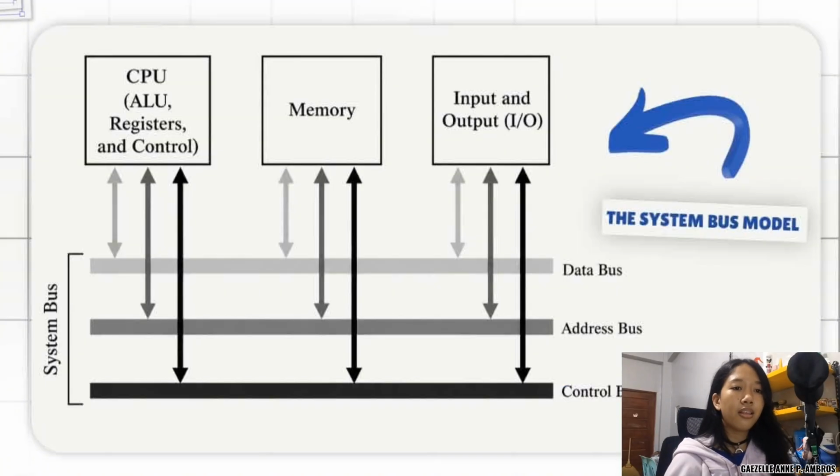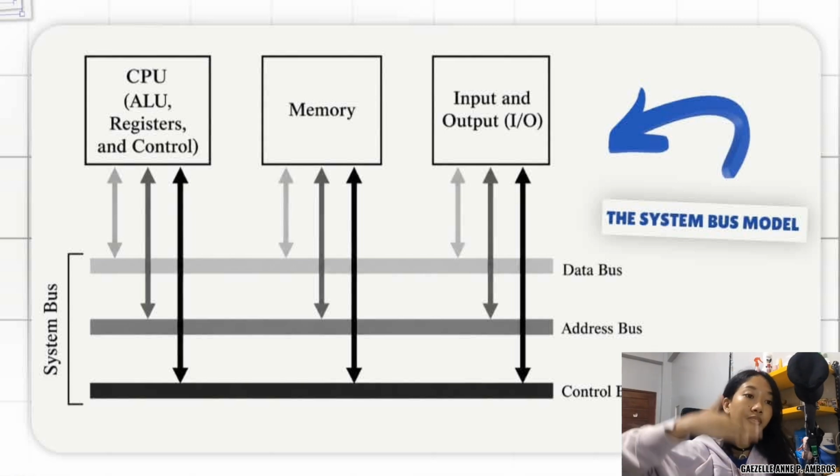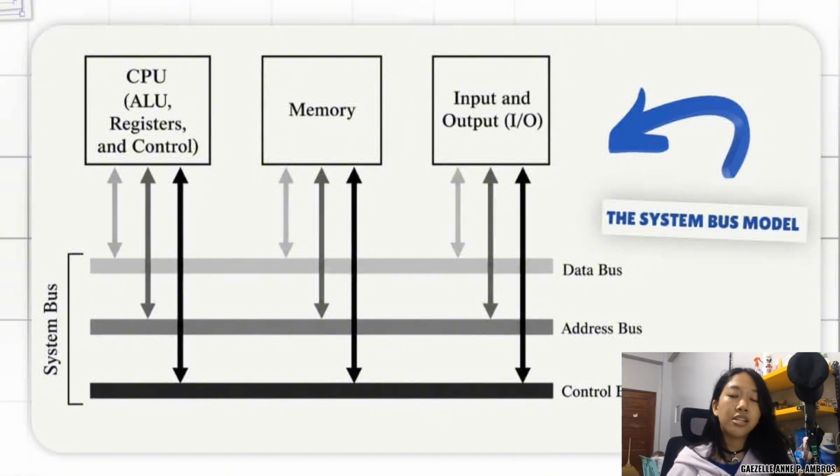And if we move to the next slide, we have here what the system bus model looks like. And we have here the CPU, which holds the ALU, the registers, and the control. We also have the memory and the input and output. And as you may notice over here, each one of them goes through every single bus because every single bus has their own task. Not everything is put on the data bus, not everything is put on the address bus.